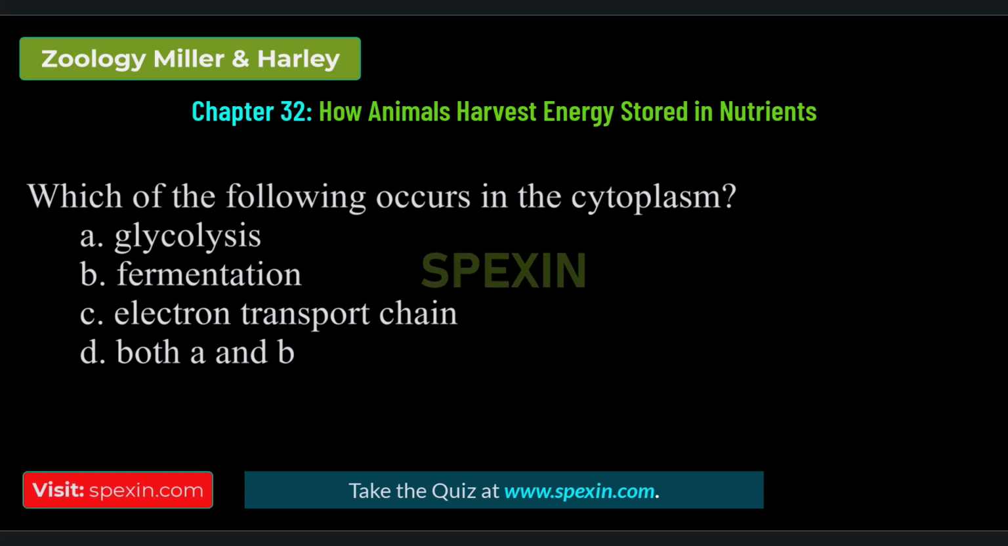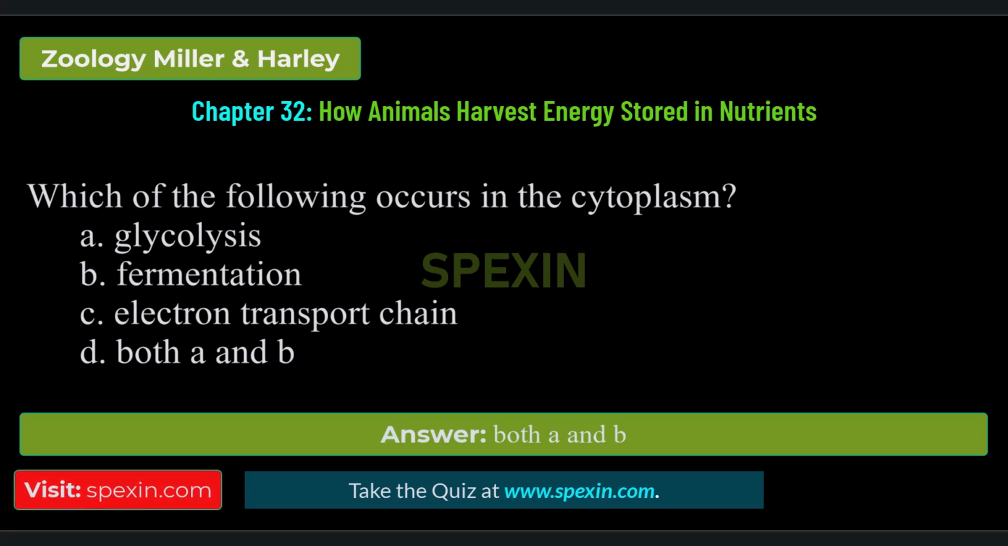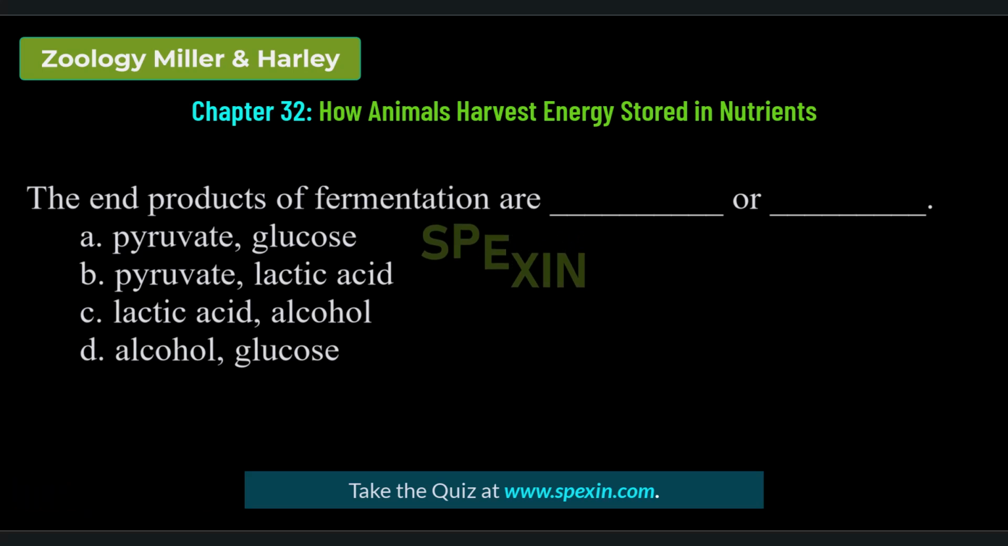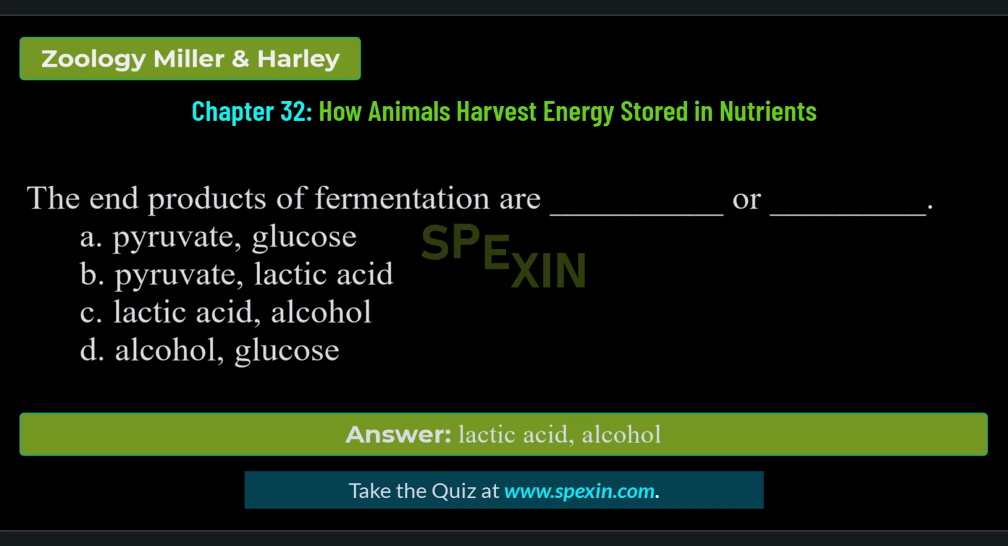Which of the following occurs in the cytoplasm? A. Glycolysis, B. Fermentation, C. Electron transport chain, D. Both A and B. Correct answer: both A and B. The end products of fermentation are dash or dash. A. Pyruvate glucose, B. Pyruvate lactic acid, C. Lactic acid alcohol, D. Alcohol glucose. Correct answer: lactic acid alcohol.